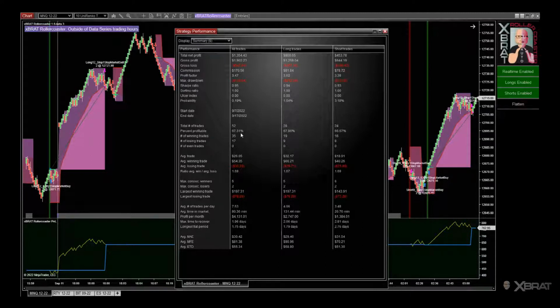Again, you'd need to re-optimize this every week. Largest winning trade $197, largest losing trade $78. So again, there's that massive gap between those losing trades and winning trades. Average number of trades a day, 7.5 trades, which is pretty good for a scalping setting on the roller coaster. So really good performance reports.